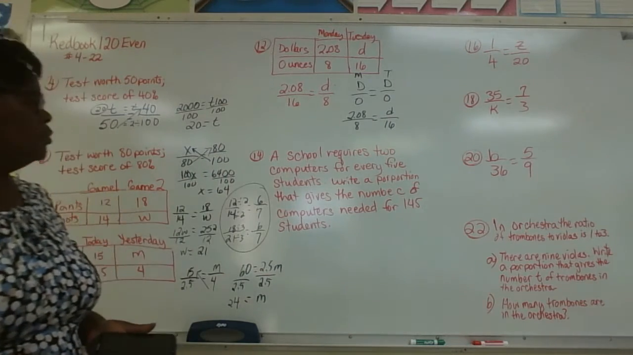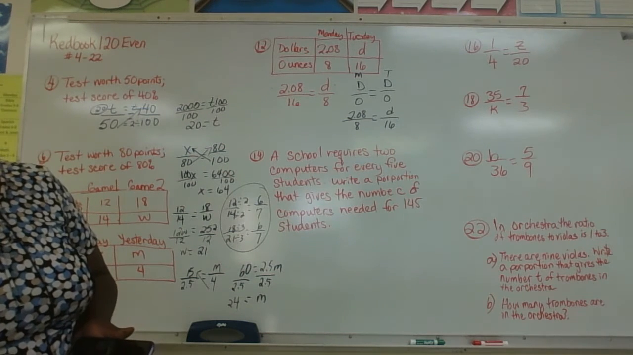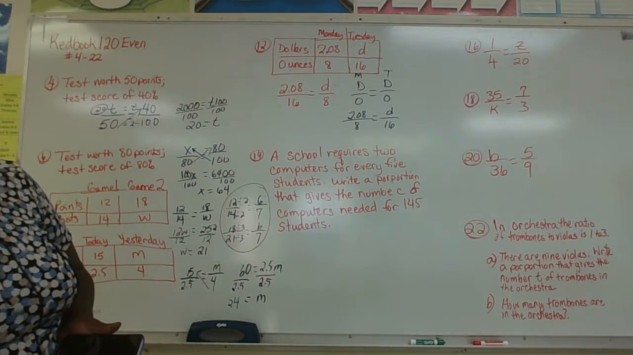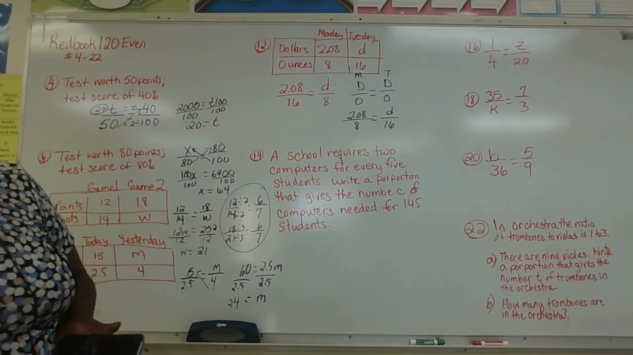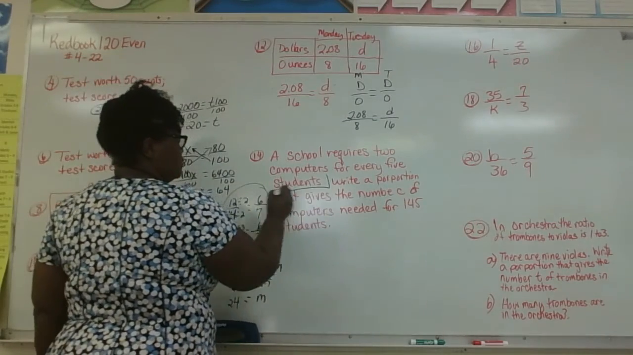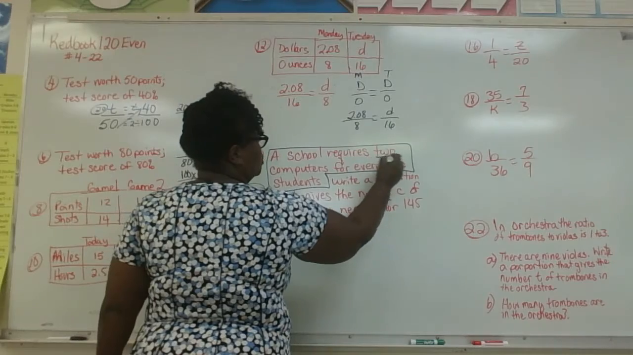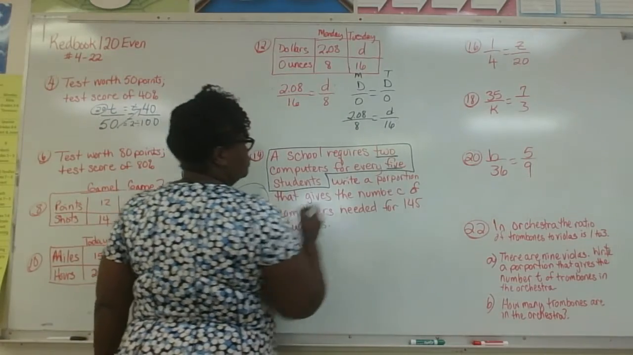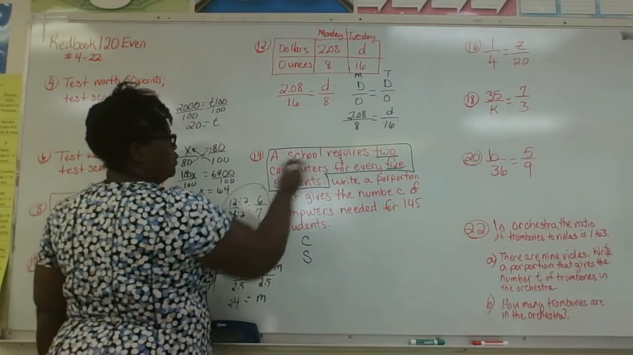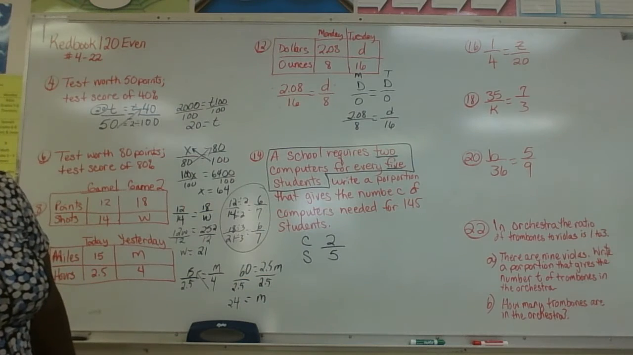Now let's take a look at the school here. As it reads, a school requires 2 computers for every 5 students. Write a proportion that gives the number of C computers needed for 145 students. Okay, so now let's take a look. The first ratio is here. It says the school requires 2 computers for 5 students. So it's computer, student. Okay? So therefore, in the first ratio, we have 2 computers, 5 students. That is our first statement.